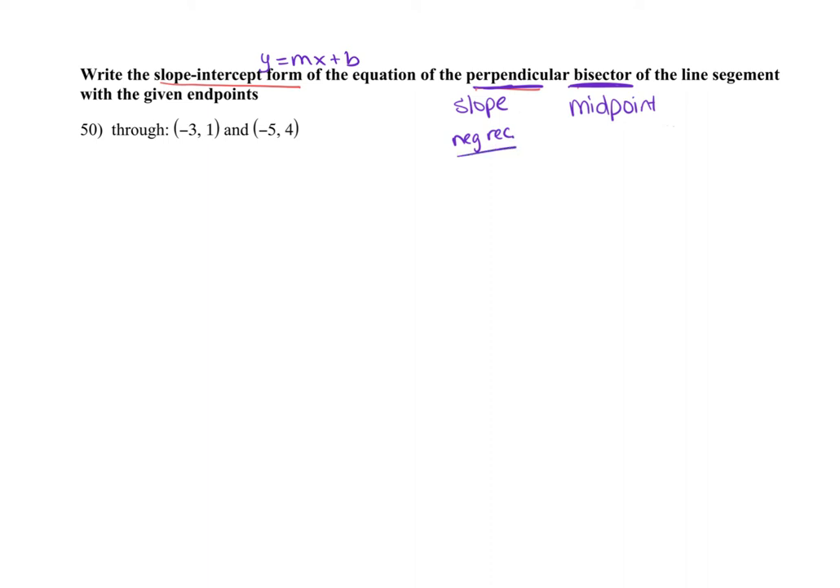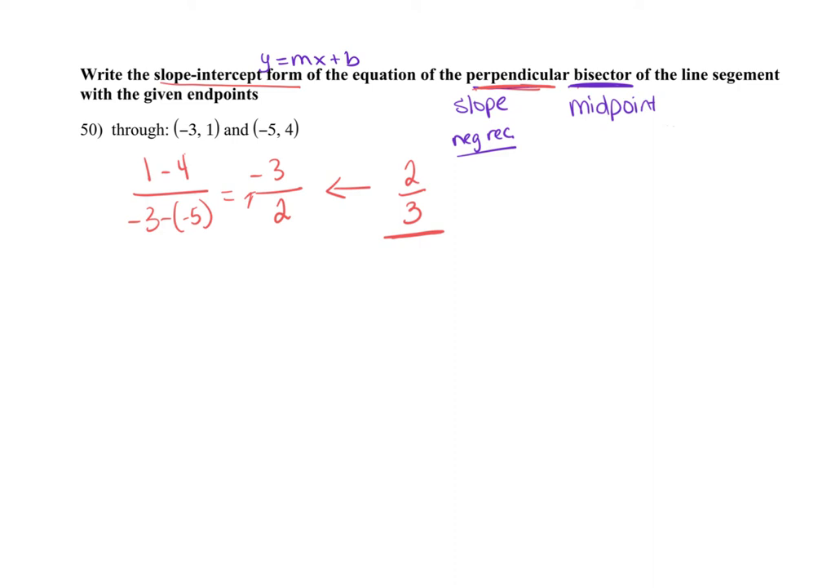So, to find the slope, I will do the subtraction of my y's, 1 minus 4, over the subtraction of my x's. So 1 minus 4 is -3. -3 minus a -5 is +2. And since they want the perpendicular, then to get the slope that I am going to use, I will flip this and make this 2 over 3. And instead of negative, I will use positive. So this will be the slope that I am going to use.